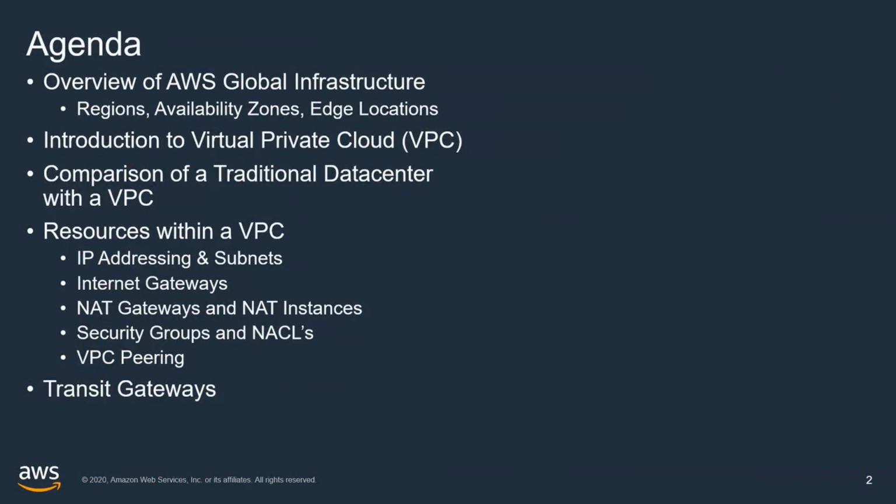The agenda for today's meetup is we'll walk through the AWS global infrastructure. Essentially, this is how AWS structures its cloud infrastructure so that users can consume it, how it is architected, and how the different components fit together. Then we will cover the virtual private cloud. I will introduce what a VPC is, compare it with a traditional data center, and discuss the building blocks of a virtual private cloud and what resources are contained within the VPC.